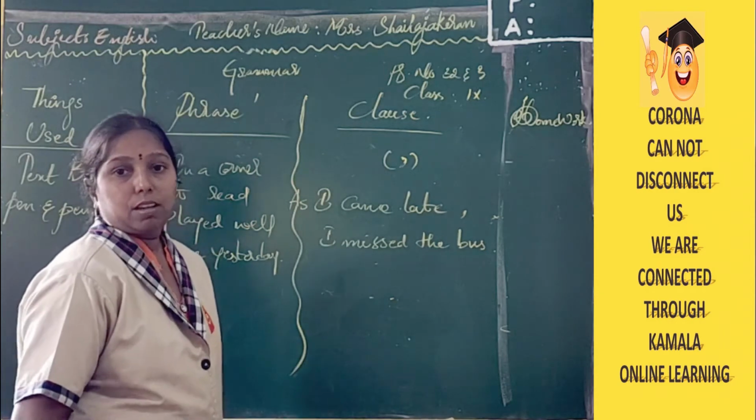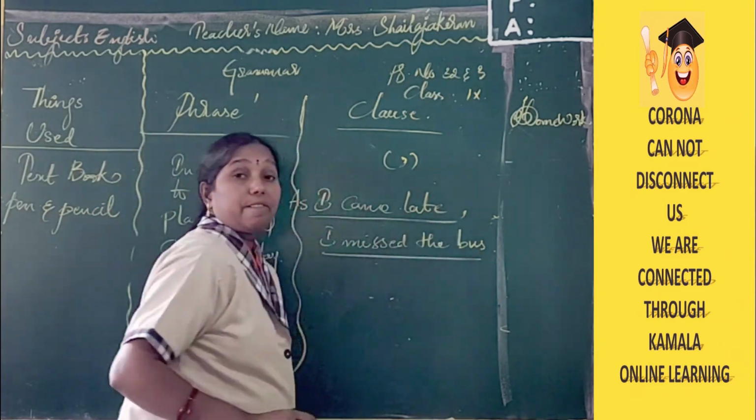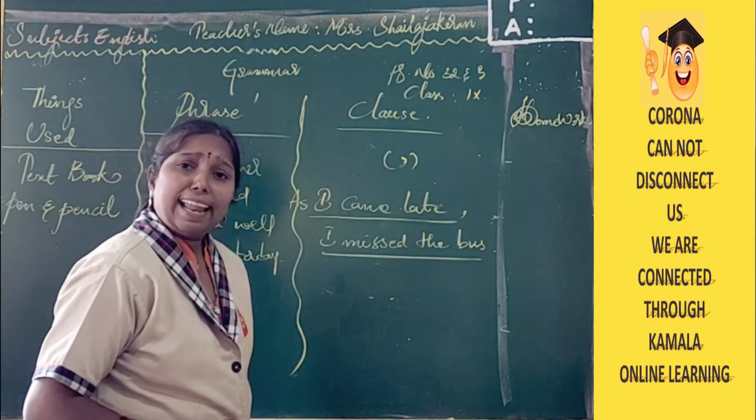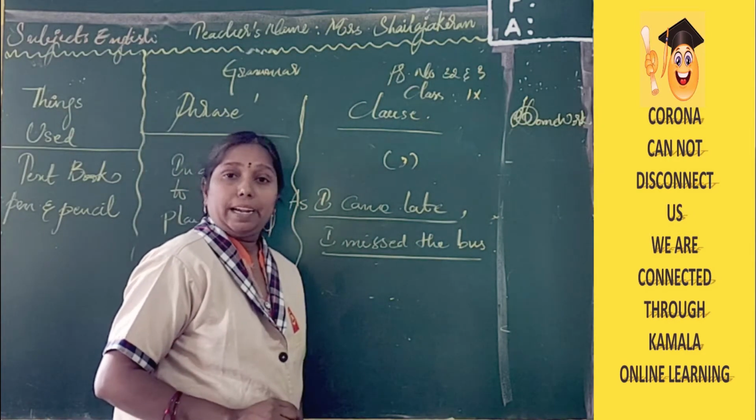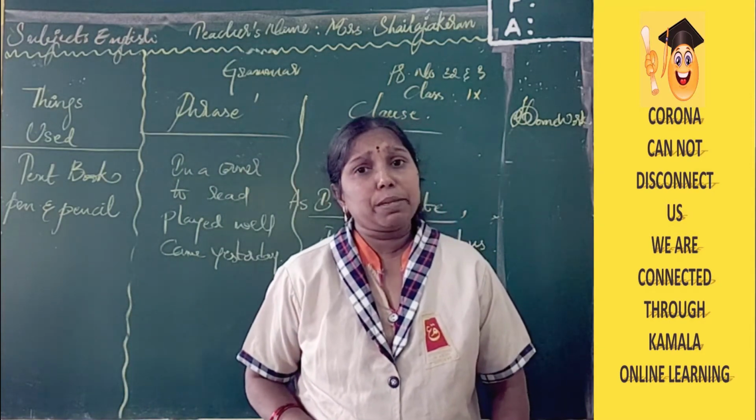I missed the bus. As I came late, I missed the bus. Actually, we have two classes here. Class dependent and independent. Dependent class, independent class. Dependent class means what?